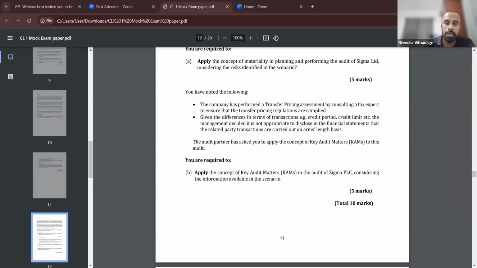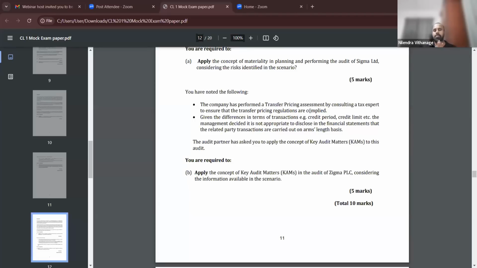Look at the second one, students. Second point. Given the differences in the terms of the transactions, credit period and credit limit, the management decided it is not appropriate to disclose in the financial statements the related party transactions which are not on arm's length basis. Students, related party transactions were not disclosed. Is it a key audit matter or is it a modified opinion? Can we make it a key audit matter? Is it a misstatement?